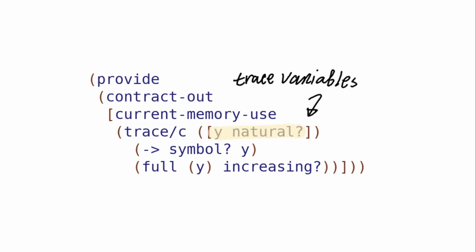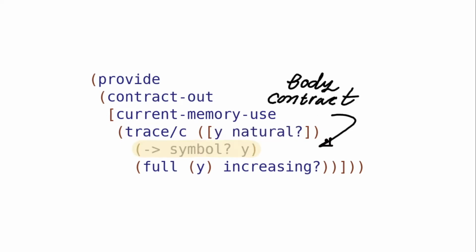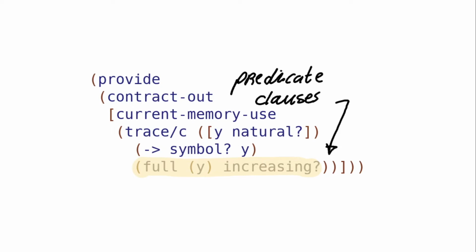Okay. So the anatomy of this form is that you declare a bunch of things called trace variables, and you associate each one of these variables with a contract. So in this case, natural. You have a body contract, which is the ordinary contract that you would write without trace contracts. And then you have predicate clauses that specify what should be true of those trace data structures. And the full here means that you're going to get the full history, everything, in a list or stream.